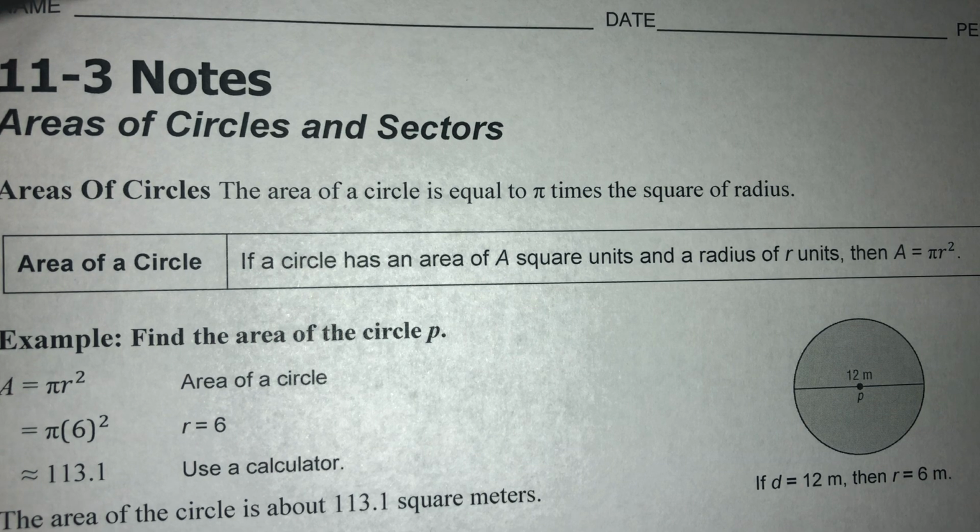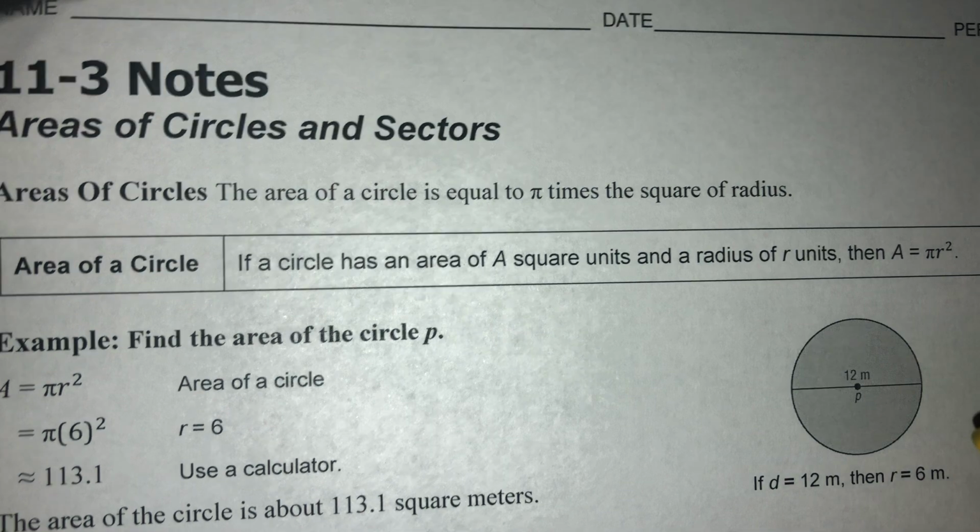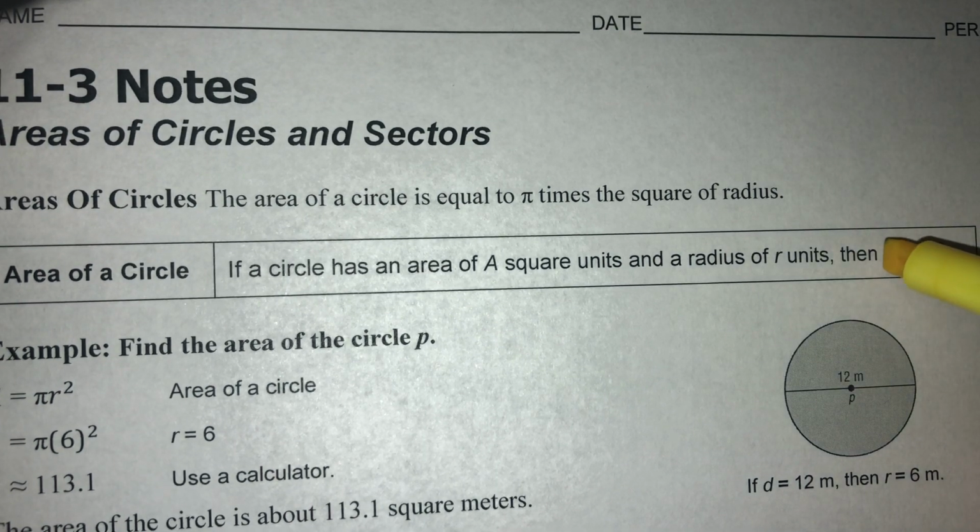Today we are going to learn about the areas of circles and sectors. So we're going to start with the area of a circle. The formula for the area of a circle is right here at the top. Area equals pi r squared.